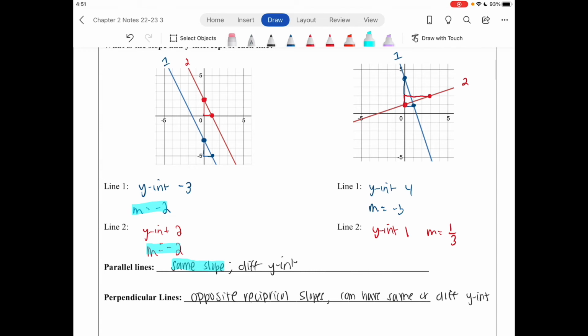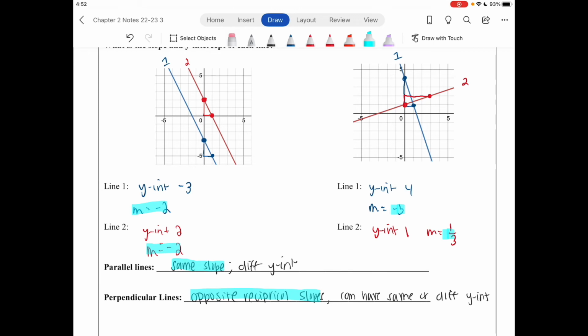When it comes to our perpendicular lines, they have what we call opposite reciprocal slopes. Opposite in the fact that one was negative and the other one was positive. Reciprocal in the fact that the numerator and the denominator of the fractions flip. We had 3/1, and then we also had 1/3. Then, when it comes to our y-intercept, they were different in this case.